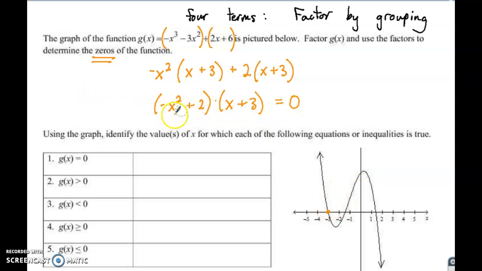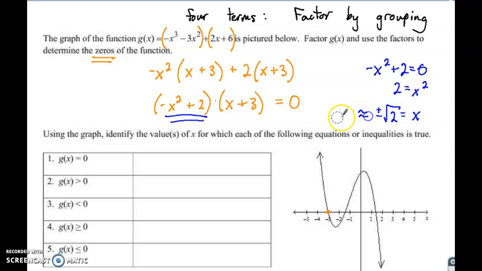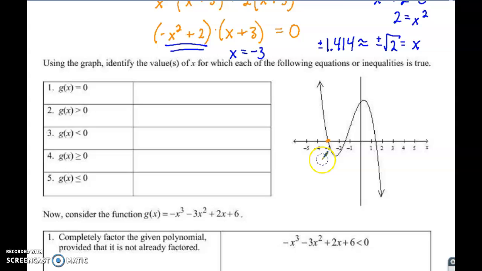Now this one, I don't know how good your arithmetic is. But if you set that piece equal to 0, I would probably add x squared to the right side. And when you square root it, please don't forget you get 2 answers, plus or minus root 2, which I'm sure some of you prefer that decimal 1.414 if you use a calculator. But this one's definitely x equals negative 3. So as you look at your graph, it's pretty evident there. You have the same answers, negative 3. I'm going to leave it as that plus or minus root 2. I just prefer that answer.